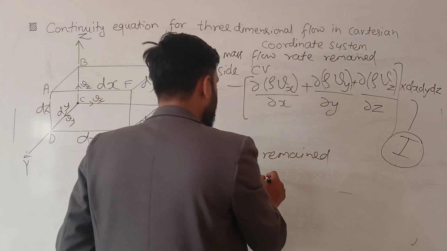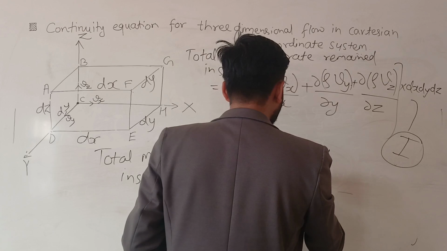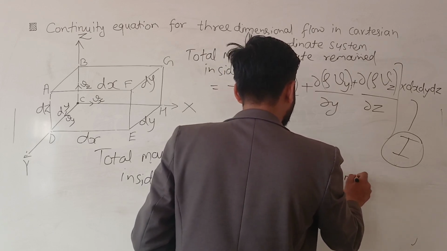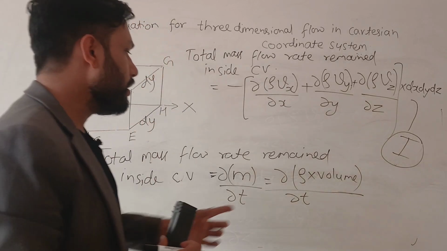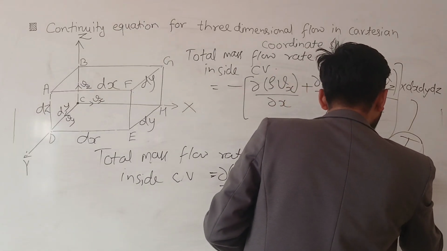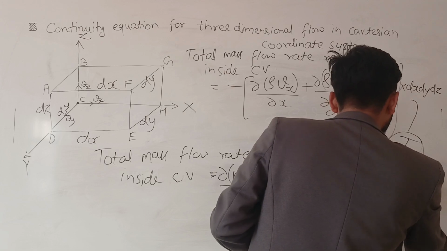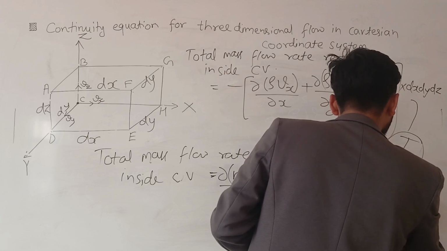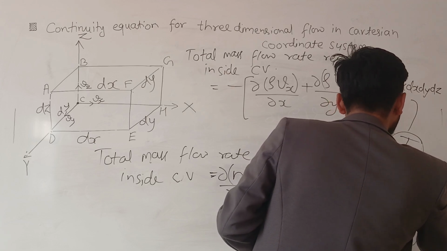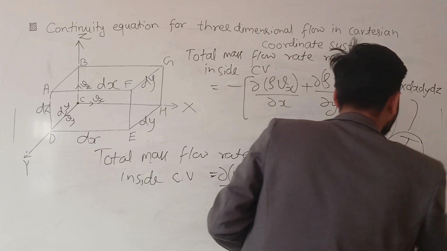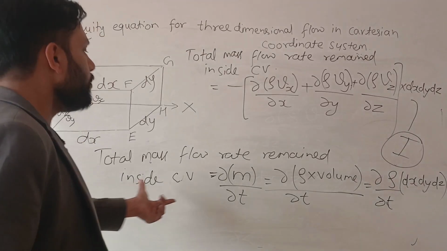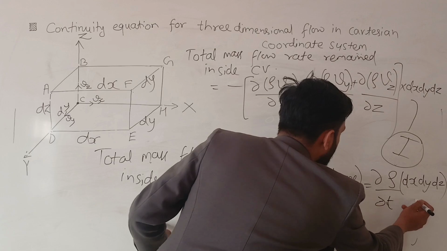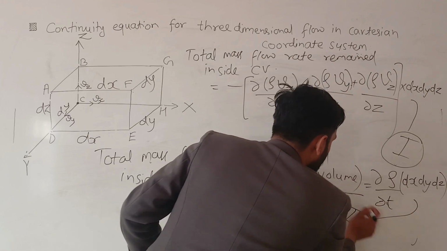And you know that m is equal to volume into density. You can write like this also, so density into volume by del T. So that is del rho by del T, and volume is dx, dy, dz. You can see the volume here. That is dx, dy, dz is the volume. Okay. So now let's consider this as equation number 2. This is the equation number 2.